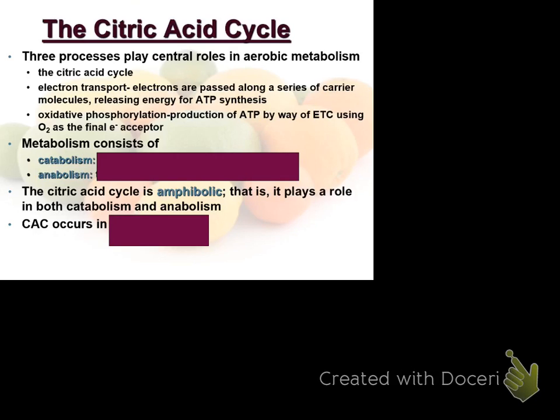The citric acid cycle occurs in the mitochondrial matrix with the one exception that I'll point out, and it has to do with fumarase. The citric acid cycle is actually amphibolic because it plays a role in both catabolism and anabolism. We're going to see how citrate gets broken down and then ultimately reformed, so it truly is cyclical, whereas glycolysis and gluconeogenesis were linear pathways.